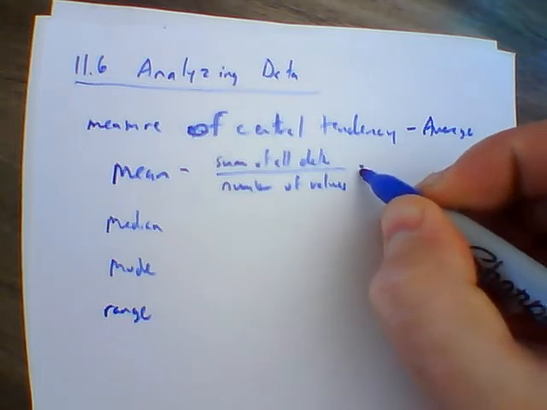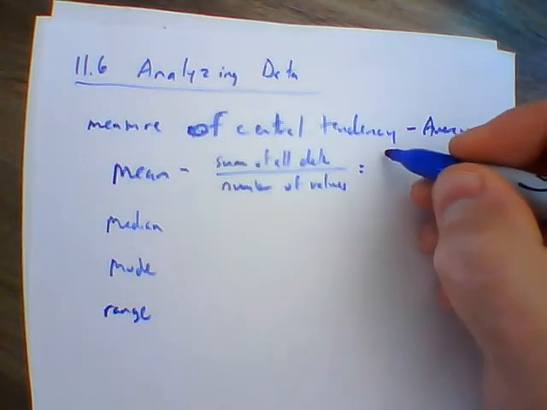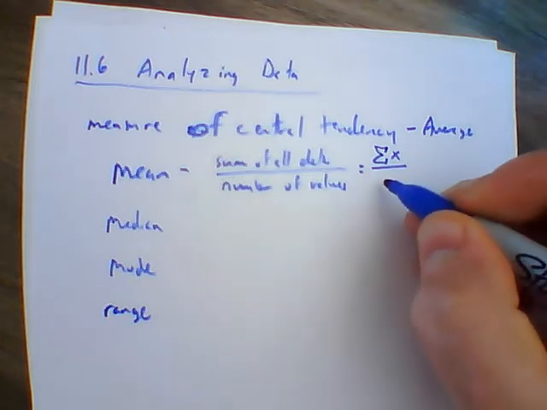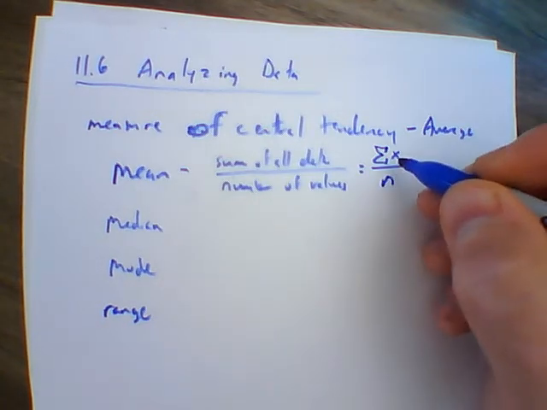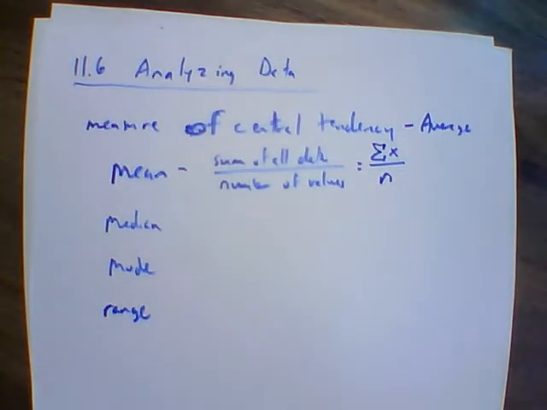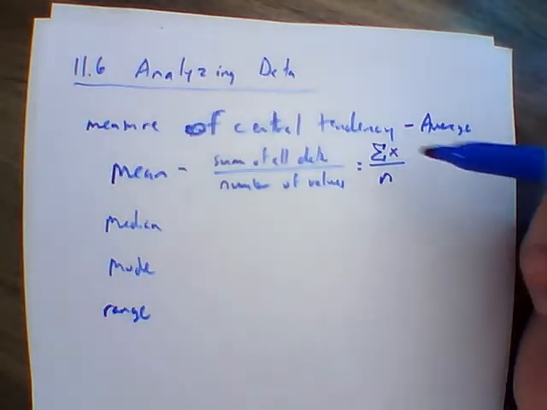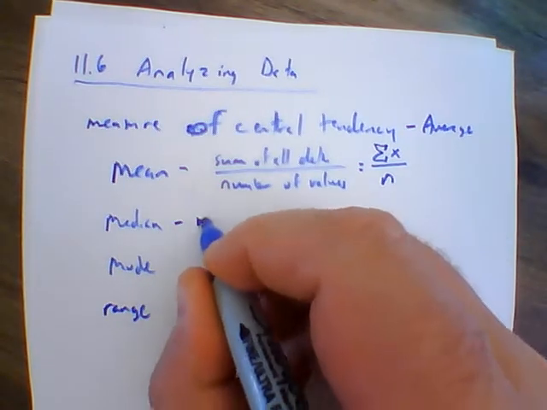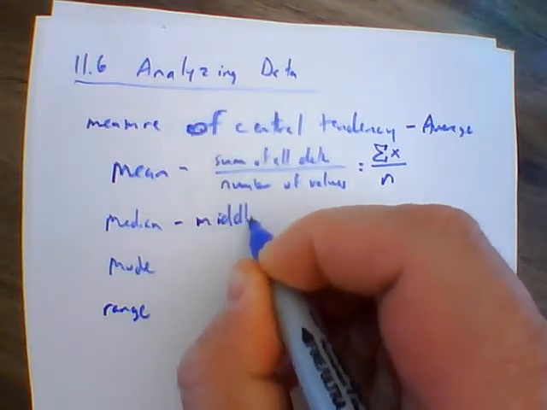Okay, so in other classes you might see the summation of x's divided by n, which is the number of the x's that would be here. So once again, this is capital sigma. It kind of stands for summation. It tells us to add all the values that are present here, and then we're going to divide by the number that we have.